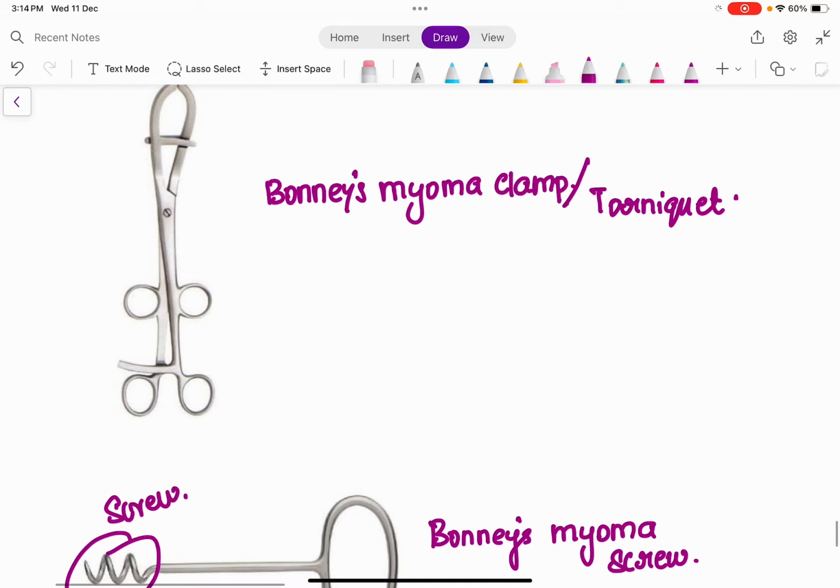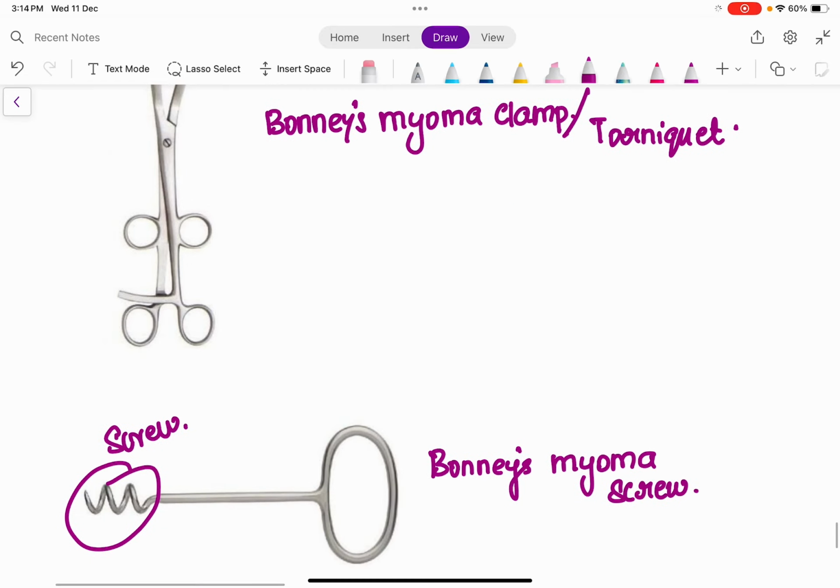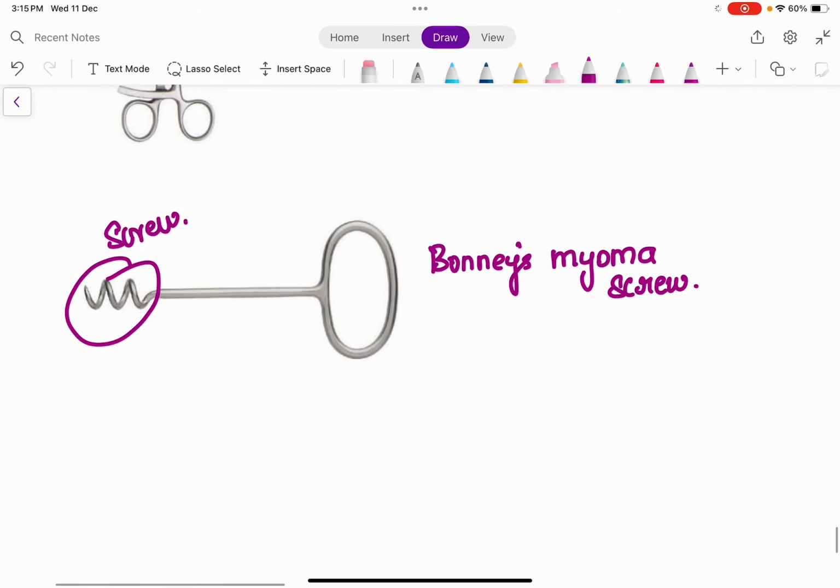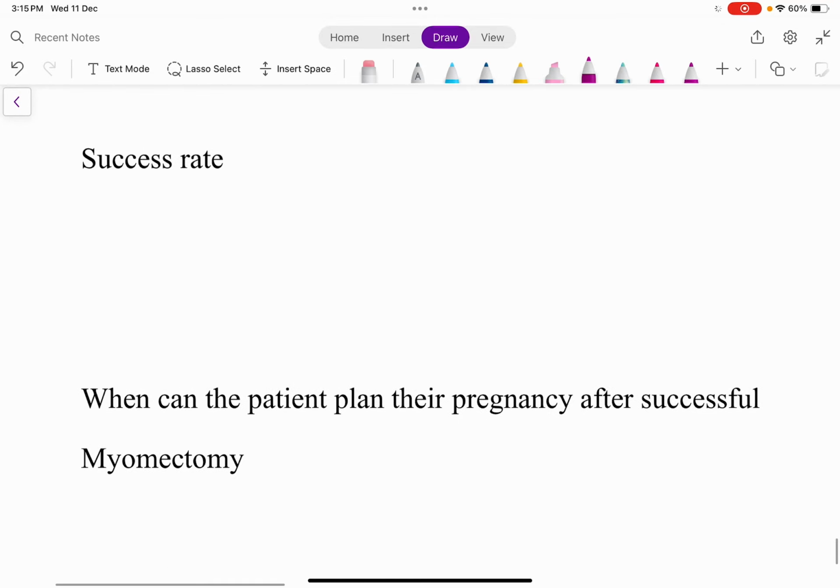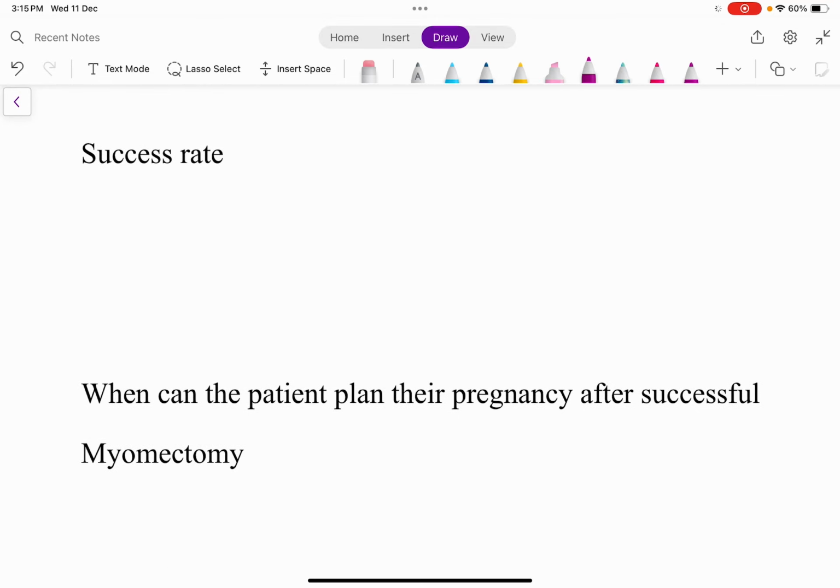One is the Boney's myoma clamp, and the other thing is the Boney's myoma screw. The clamp is used to clamp the uterine artery, which is the major blood supply to the uterus, and the screw is used to hold the fibroid during the procedure of myomectomy. Is that clear? Okay. Now, what is the success rate of this procedure?